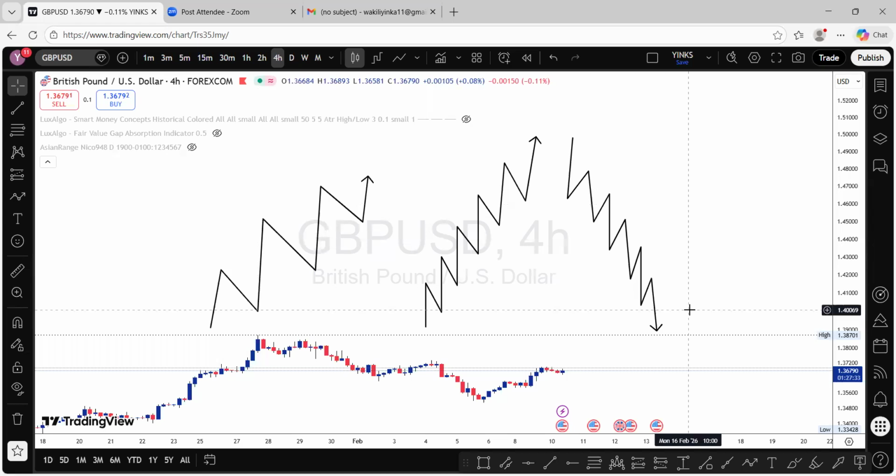Now, based on the definition I gave you, I said market structure is what? Can someone read it out? It refers to the way in which the market is being formed and moves in the form of trend. The way the market is being structured and moves in the form of trend.